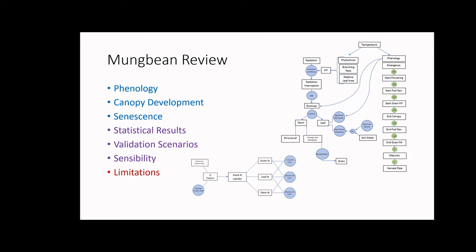Then in the bottom center, that's the nitrogen dynamics. I was lucky enough to have data for nitrogen fixation as well as the partitioning of nitrogen throughout the plant, which also fed into the model. During this, I'll go through the phenology, the Canopy Development, which followed a simple leaf approach, and senescence, where I added an extra form of senescence to reflect what's happening in the field. And then the statistical results, sub-validation scenarios, sensitivity analysis, and ending with the limitations of the model.